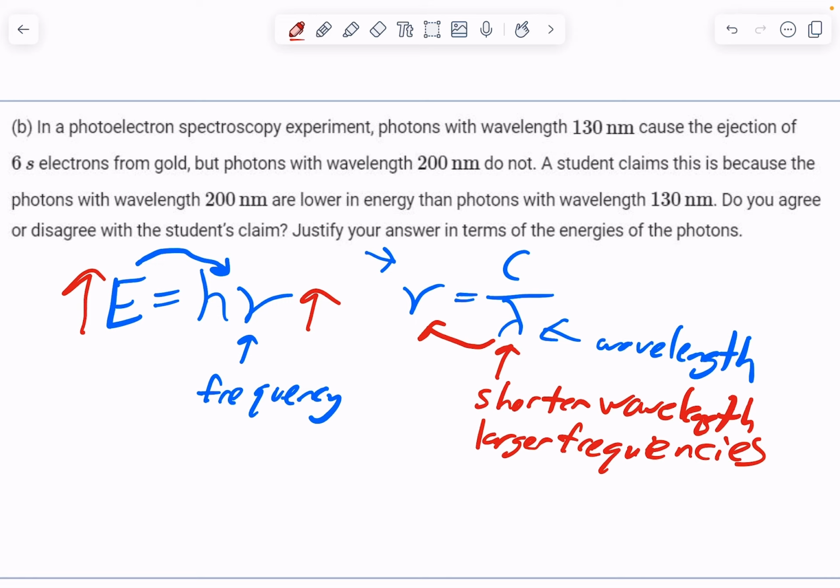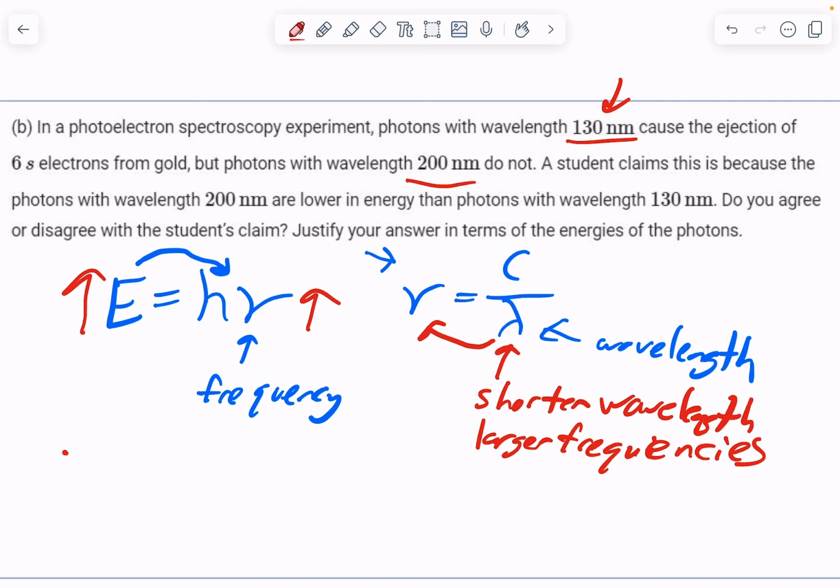Another way of thinking of it, if we're going to go straight from wavelength to energy, the shorter the wavelength, the more energy they have. That's because the frequency is inversely related to the wavelength and directly related to energy. So when we come back to our question, we're relating a 130 nanometer wavelength versus a 200 nanometer wavelength. The 130 nanometer wavelength is shorter, which means it has a higher frequency, which means it has more energy, compared to the 200 nanometer wavelength, which is bigger, therefore smaller frequency, therefore less energy.